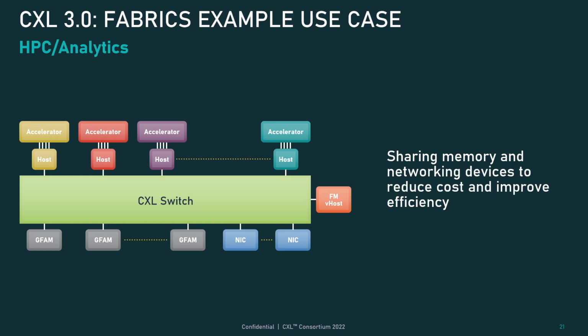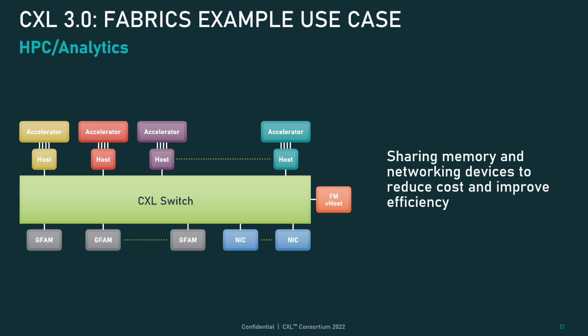Another example of a fabric use case along with GFAM is shown over here, which is in, let's say, HPC or analytics. And in this system topology, what you see are individual hosts with their independent accelerators. And now instead of the accelerators being connected to the CXL fabric, it's the host that is connected to the CXL fabric. And this is particularly interesting and useful in HPC type systems where you have network cards that are communicating to multiple hosts, as well as network cards that are communicating to memory resources that are associated with these hosts. So, for example, on the right-hand side, on the bottom, you have a set of NICs, network interface cards, and you have a set of GFAM devices and these hosts that are all connected to this one fabric.